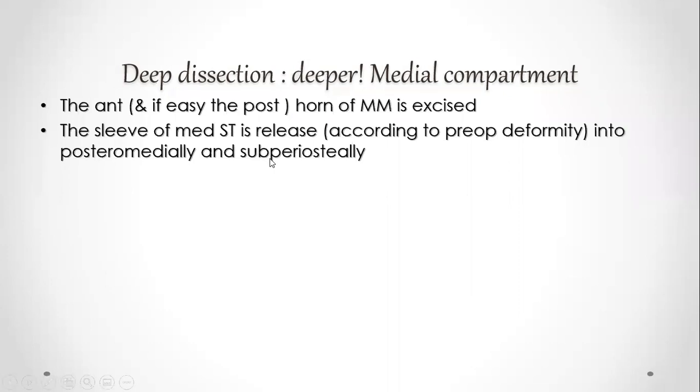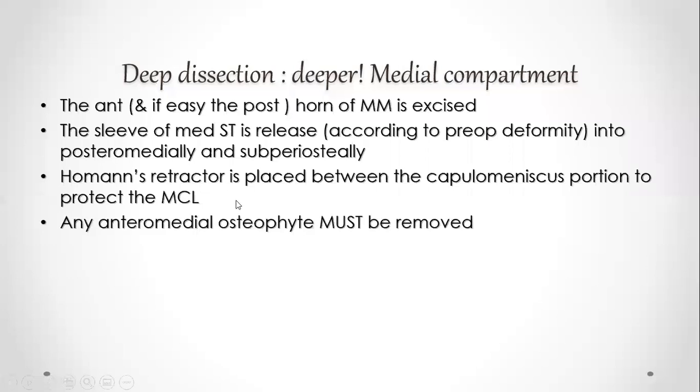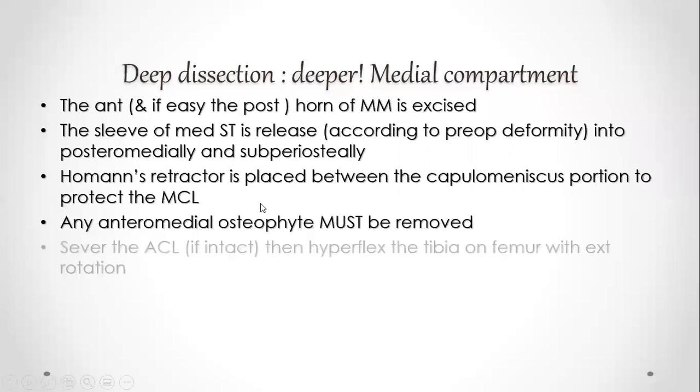During this, you can do it with a scalpel. A Hohmann retractor is now placed between the capsulomeniscal portion, which you can see, and we will see it in the picture, to protect the medial collateral ligament. Any intermedial osteophyte should be removed, and now you can sever and cut the ACL when it is intact. You can hyperflex the tibia and externally rotate it. During external rotation, you decrease the tension on the tibial and patellar tendon, and also see the whole proximal patella.